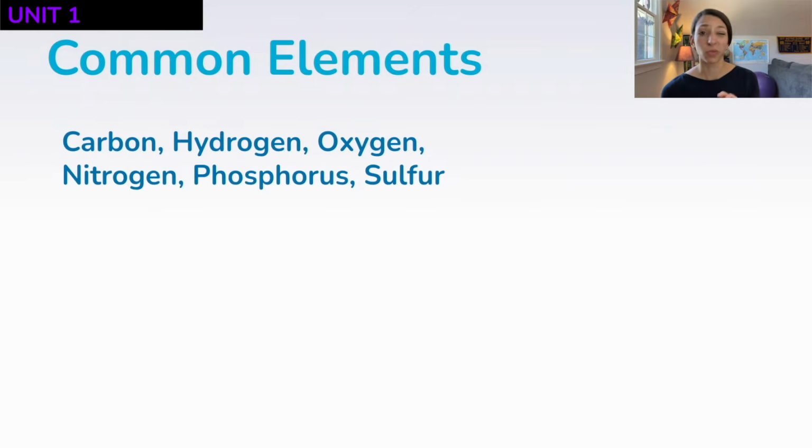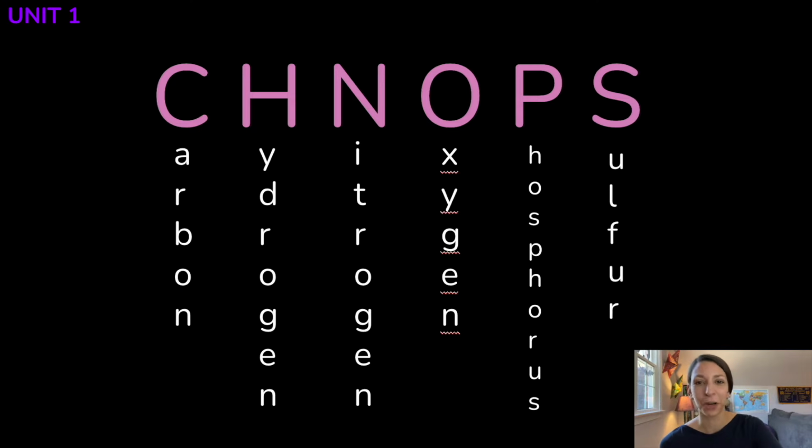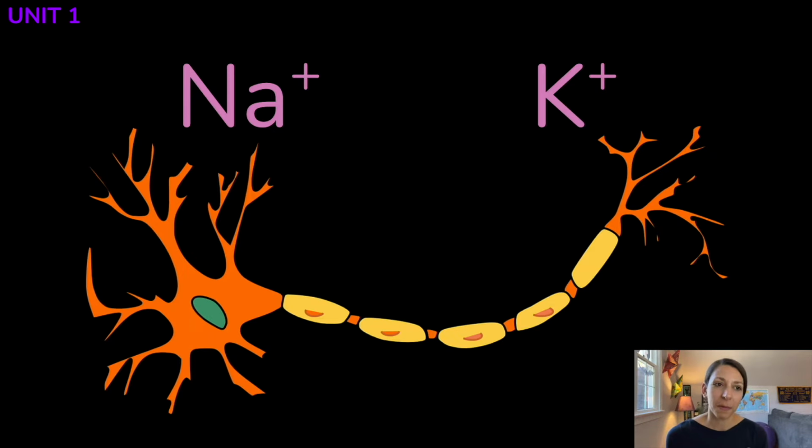These 6 elements are really important in biology. CHNOPS is an easy way to remember those main elements: carbon, hydrogen, nitrogen, oxygen, phosphorus, and sulfur. But just saying that silly word will help you remember these if you forget. But there's other elements as well that'll come up in biology. Sodium and potassium, for example, have really important roles in things like nerve signaling, biological processes.